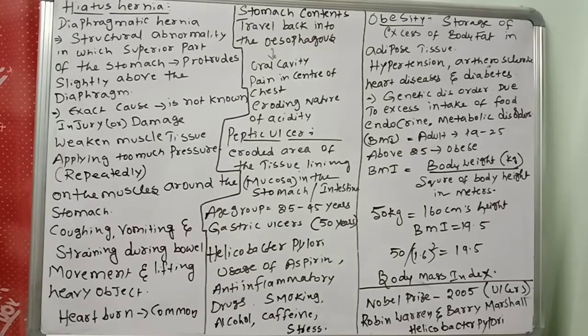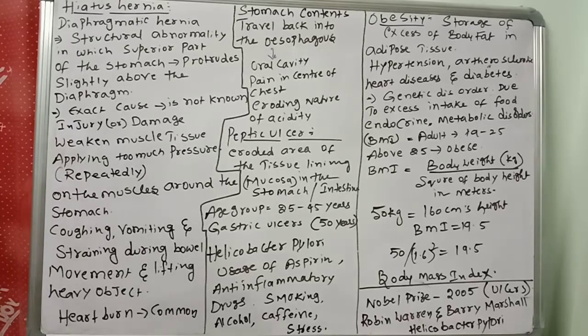What are the two more digestive disorders? Last class we discussed protein energy malnutrition diseases, kwashiorkor and marasmus. Next, digestive disorders: indigestion, constipation, vomiting, jaundice, liver cirrhosis, gallstones, appendicitis, and diarrhea we discussed. Today, two dangerous diseases are there, that is hiatus hernia.